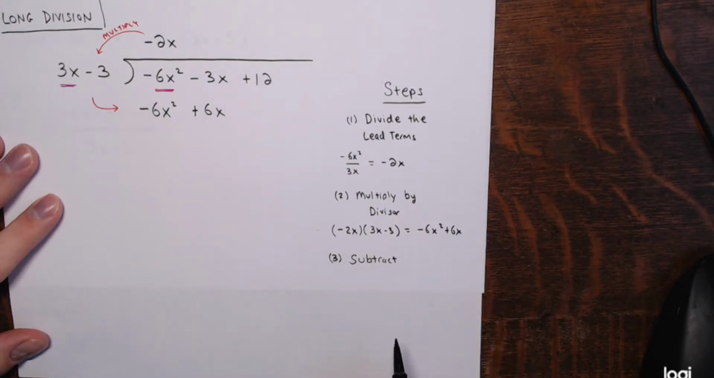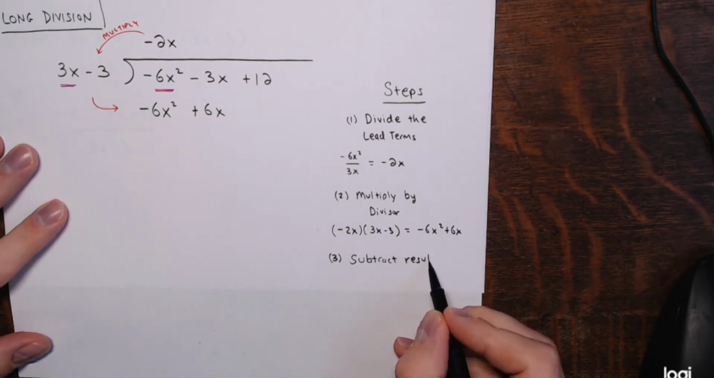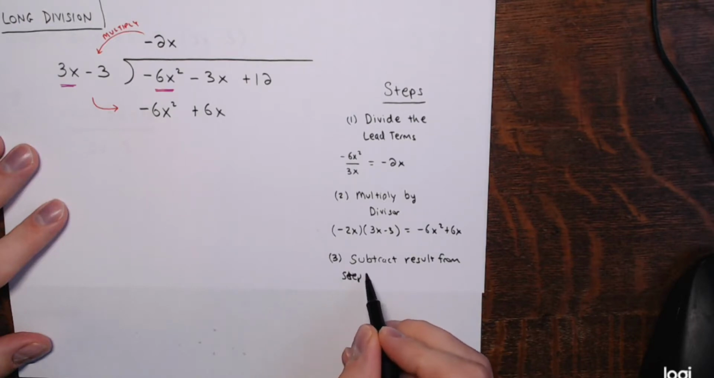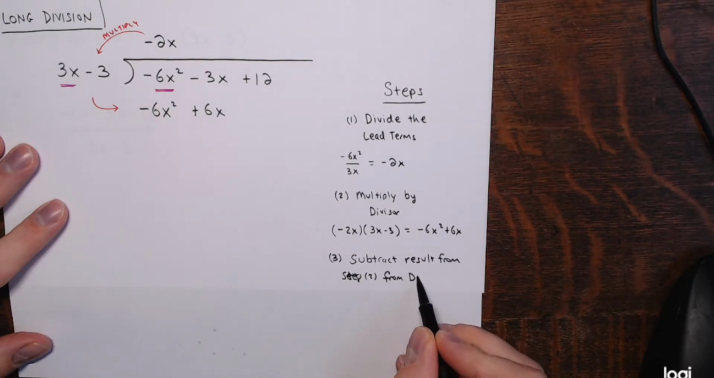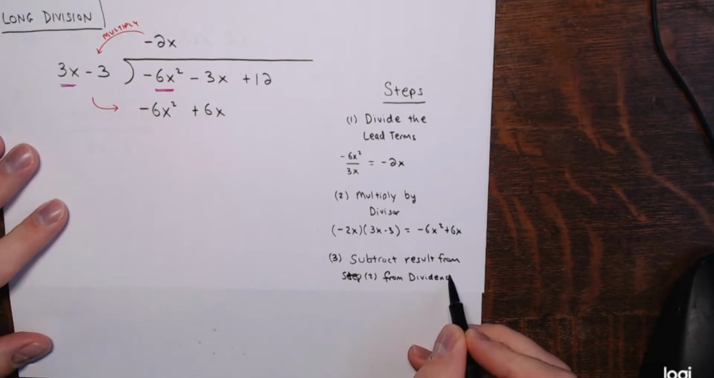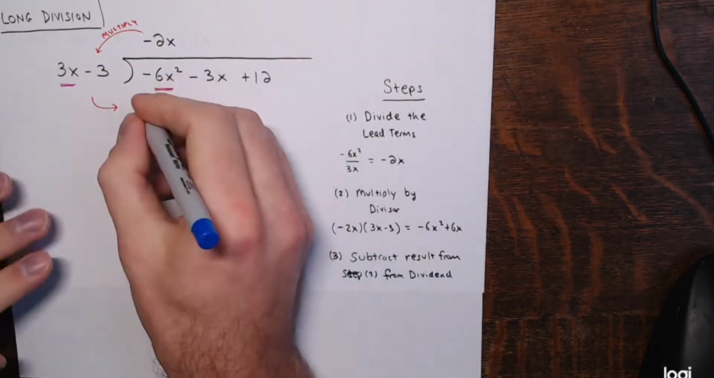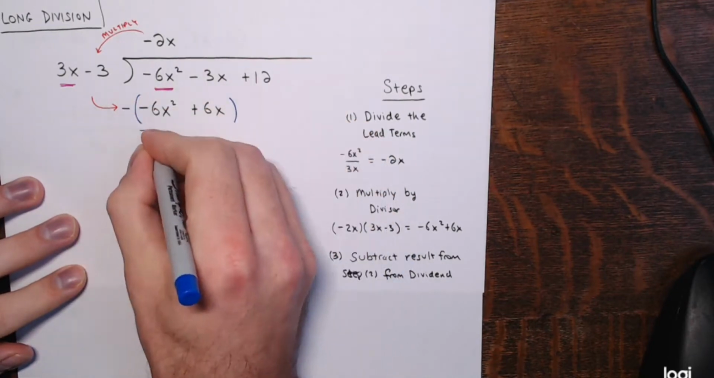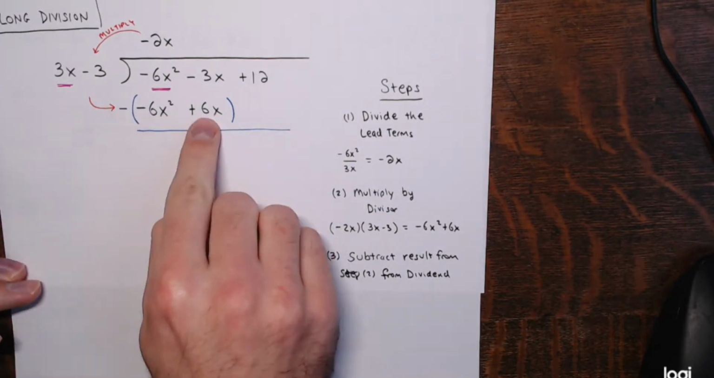Subtract the result from step 2 from the dividend, right, from the line above it. So here's where things can be tricky. You're not just subtracting this first term, you're subtracting all of this from the line above it. So really you're distributing this negative to each of these terms here.